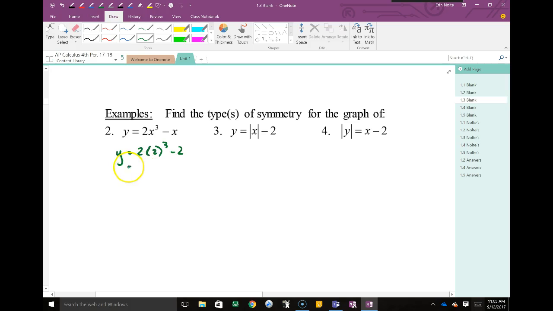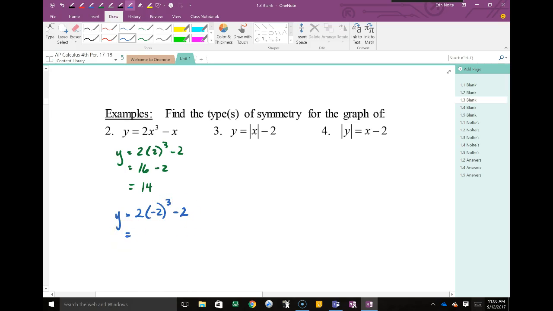Okay, so if I plug in 2, I get, let's see, that would be 8 times 2, which is 16, and then 16 minus 2 is 14. Okay, so I know that (2, 14) is a point. So what I'm looking for is, what point do I need to be true for this to be symmetrical over the origin? I want a (-2, -14), right? Okay, so let's try plugging in -2 and see if that results in a -14.